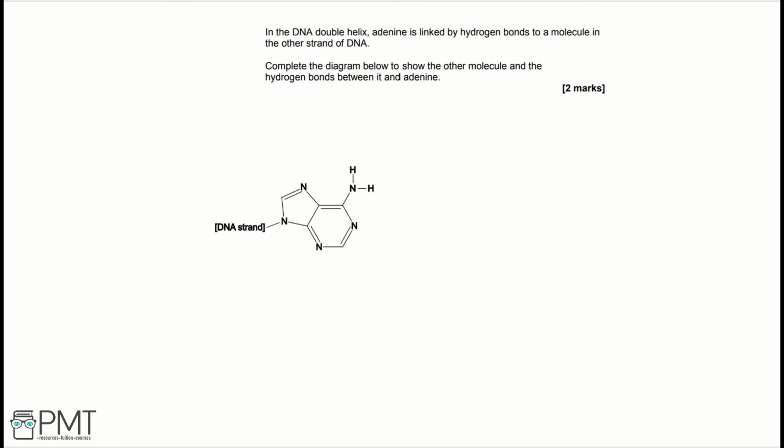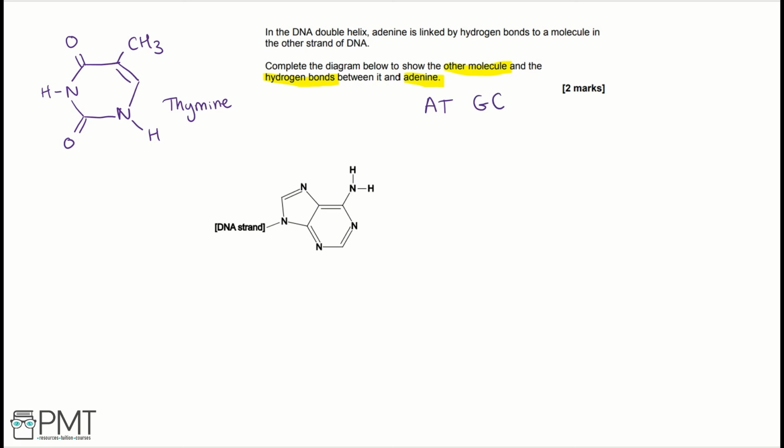In the DNA double helix, adenine is linked by hydrogen bonds to a molecule in the other strand of DNA. Complete the diagram below to show the other molecule and the hydrogen bonds between it and adenine. So the key words in this question are that we have adenine and we've got hydrogen bonds with another molecule. So pairs in DNA, we have A and T and G and C. So these are the 2 pairs. So as we've got adenine, we're going to pair it with thymine, which is the structure I've drawn in purple.